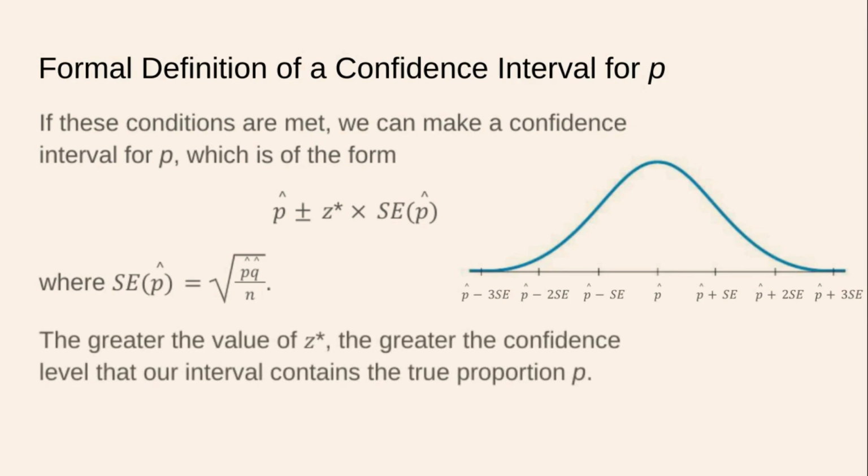The greater the value of z star, the greater the confidence level that our interval contains the true proportion p. That z star value is the number of standard errors. It is the critical value, we call it. The higher the critical value, the wider we spread our net to catch the true population proportion.